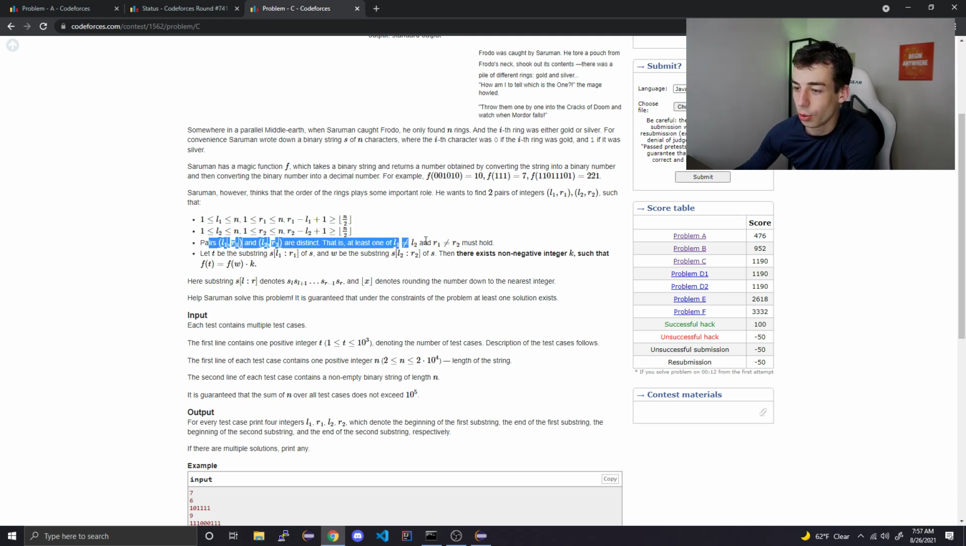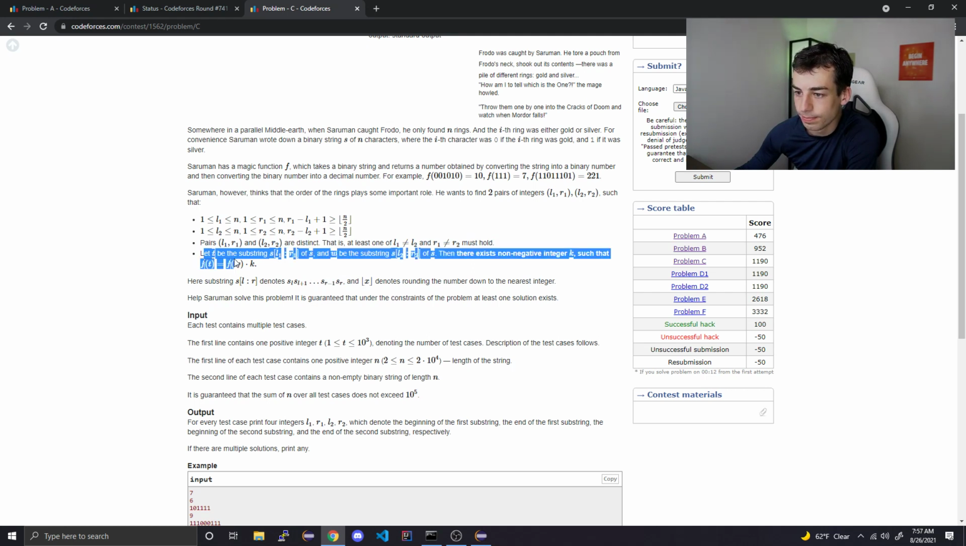Oh, but they aren't totally distinct, so they can overlap in one number, but just not both. Let T be the substring from the first range, and W be the second substring. Then there exists a non-negative integer K, such that one is a multiple of the other.